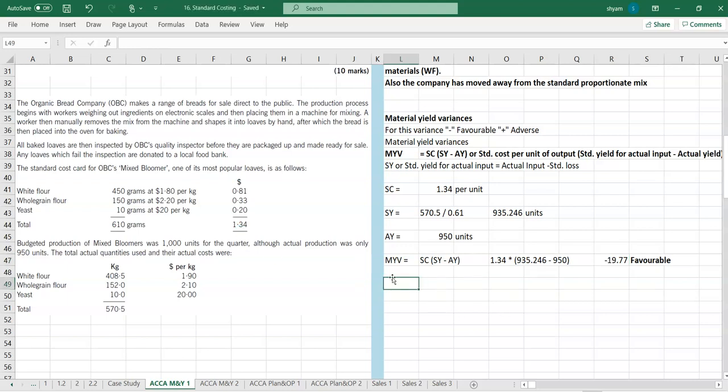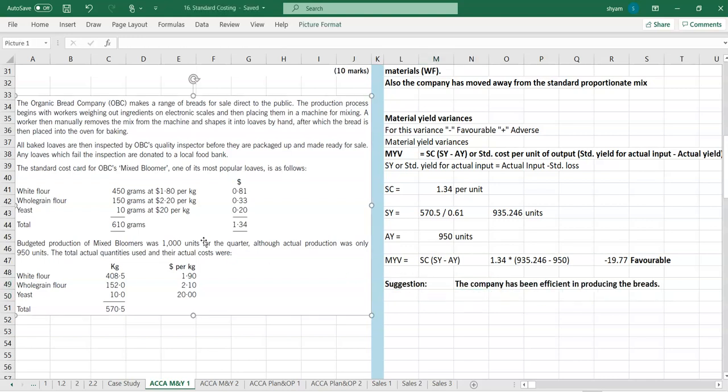For this sum, I think we'll put a conclusion. The company has been efficient in producing the breads. That is what our conclusion can say.